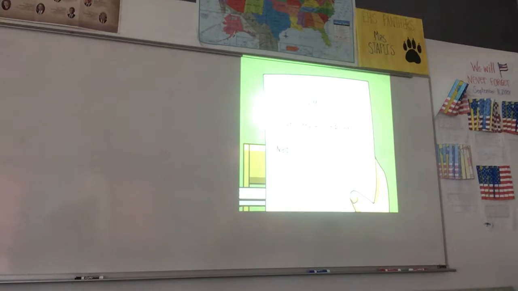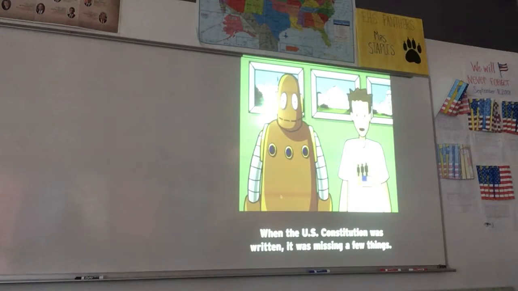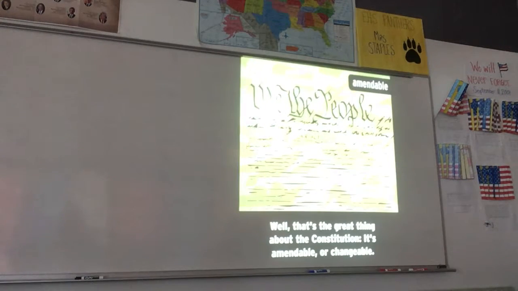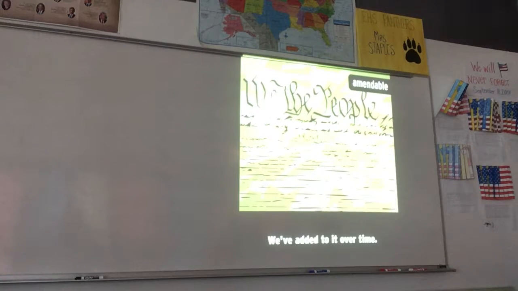Dear Tim and Moby, what is the Bill of Rights? From Nadi. When the U.S. Constitution was written, it was missing a few things. Well, that's the great thing about the Constitution. It's amendable or changeable. We've added to it over time.